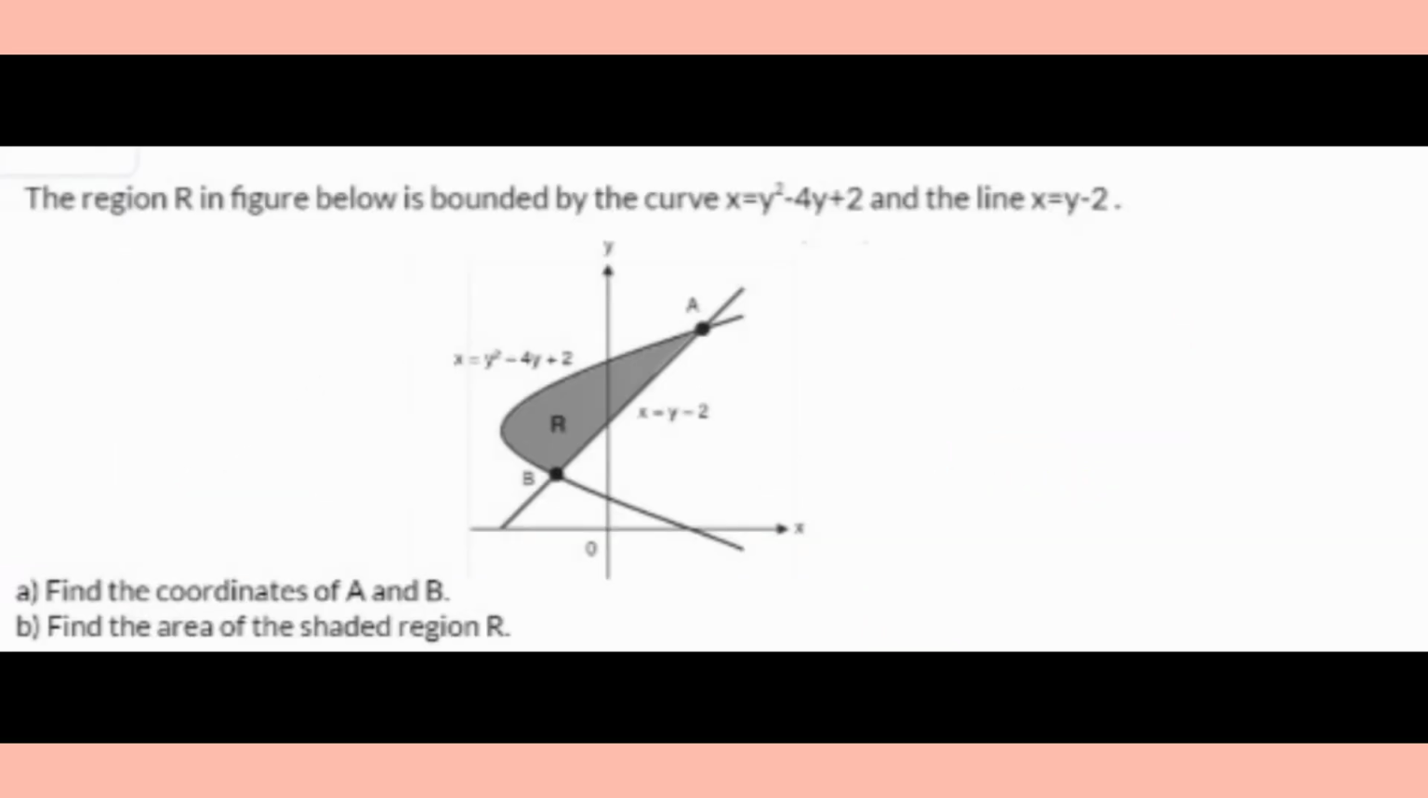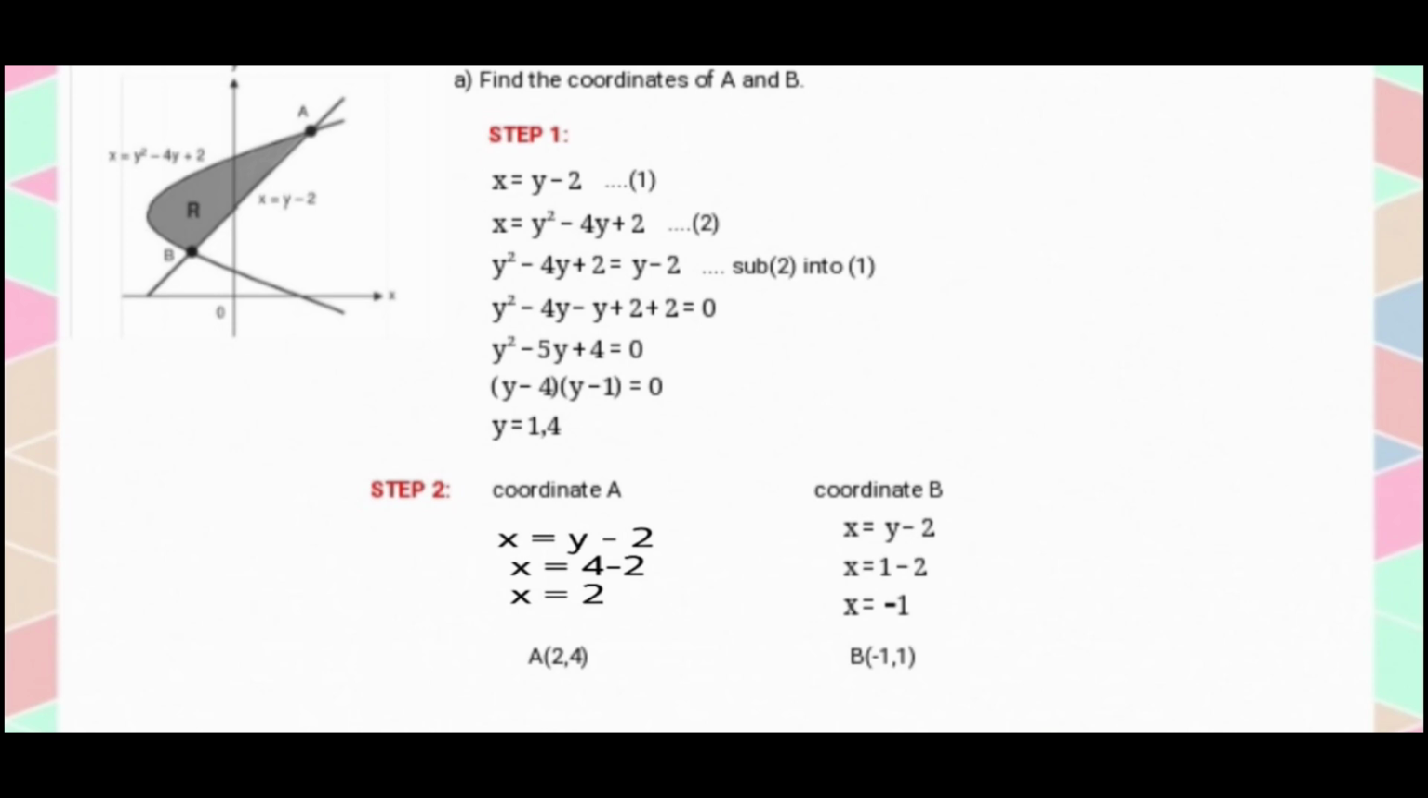Okay guys, let's move on to the example question. The question is: the region R in the figure below is bounded by the curve x equal to y squared minus 4y plus 2 and the line x equal to y minus 2. For question A, find the coordinates of A and B.